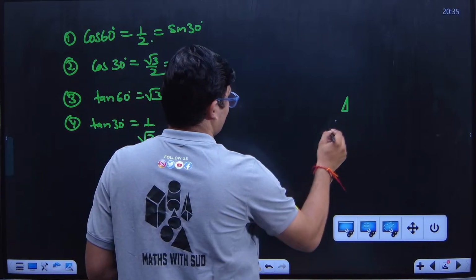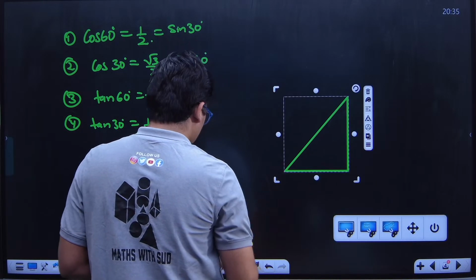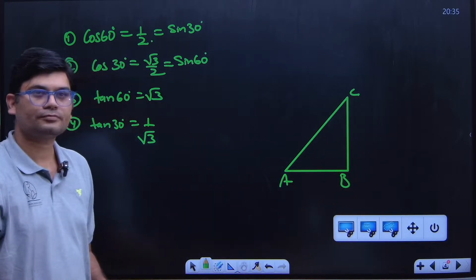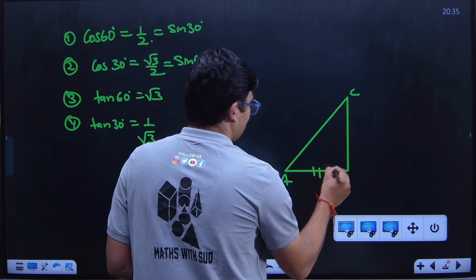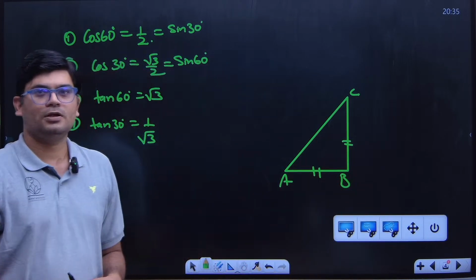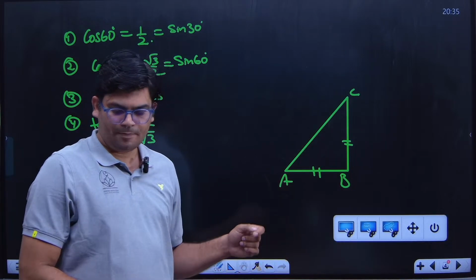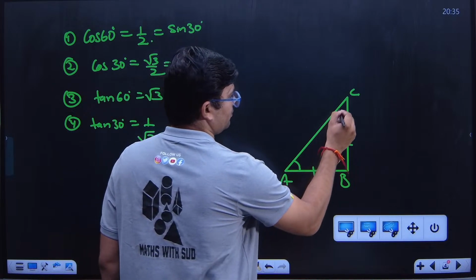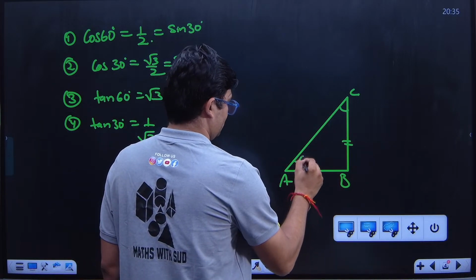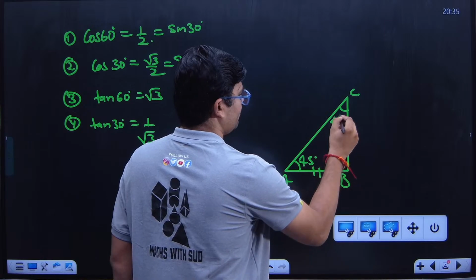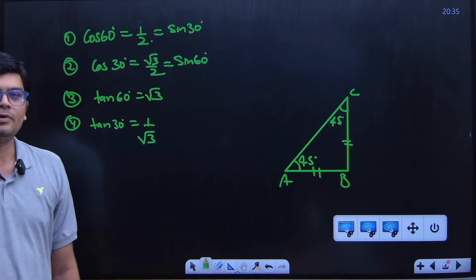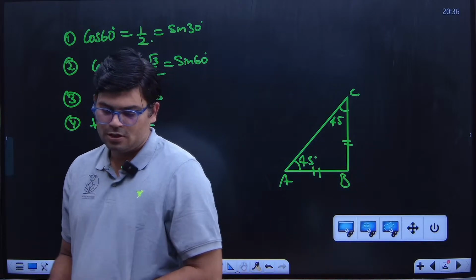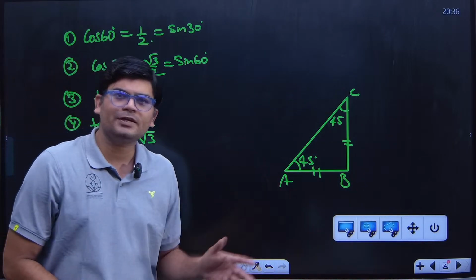Now look again. If I make this as an isosceles triangle, you know what is an isosceles triangle? In an isosceles triangle, the two sides are equal. So if these two sides are equal, please remember the opposite angles are also equal. So what will be the value of each angle? 45 degree, because the sum of two angles is 90, and if both the angles are equal, each angle will be half of that 90.